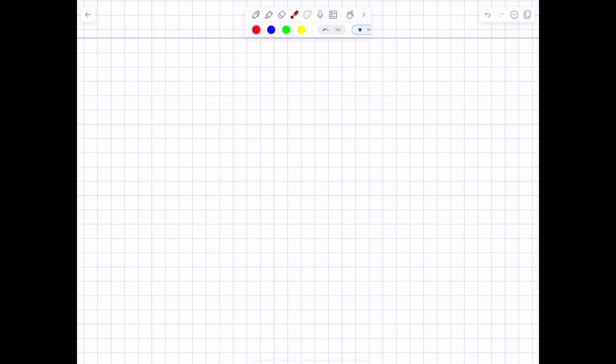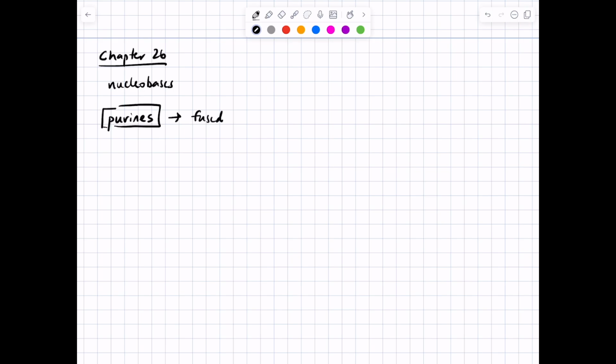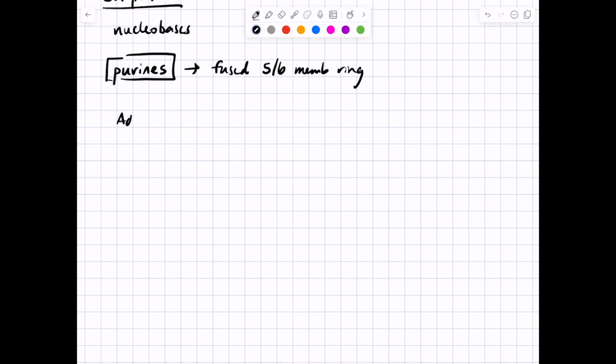I found it useful to group the nucleobases into two sort of categories, and they're named according to the kind of heterocyclic rings that are present. The purines have this weird sort of fused 5 and 6 membered ring structure. So the purines include adenine.